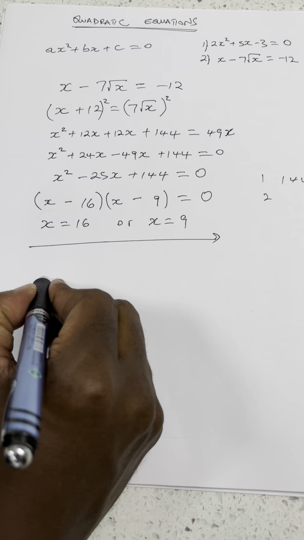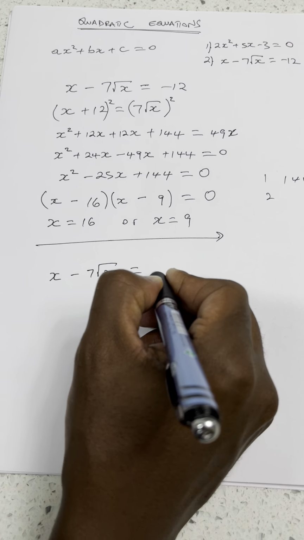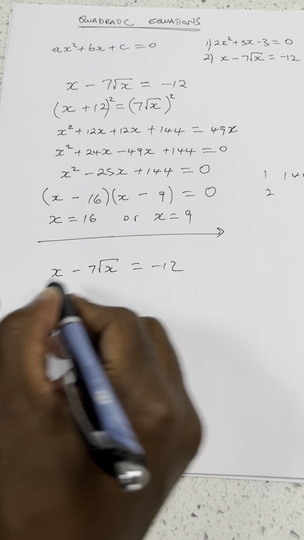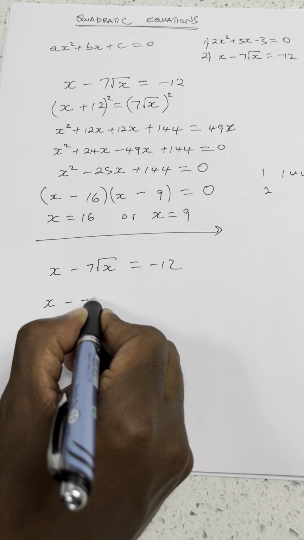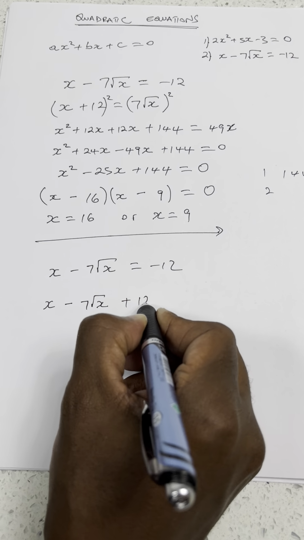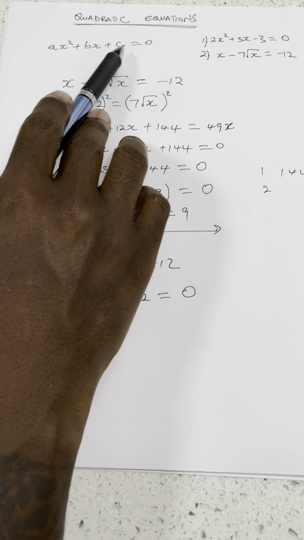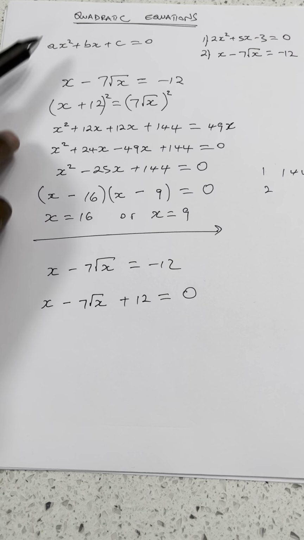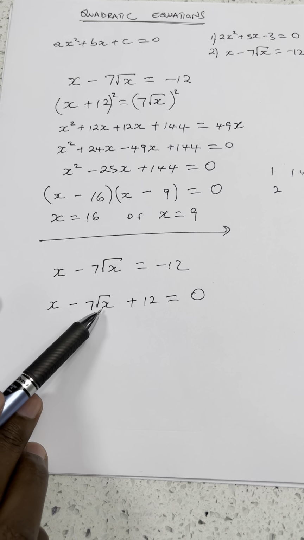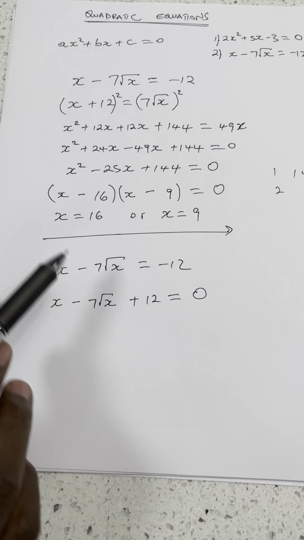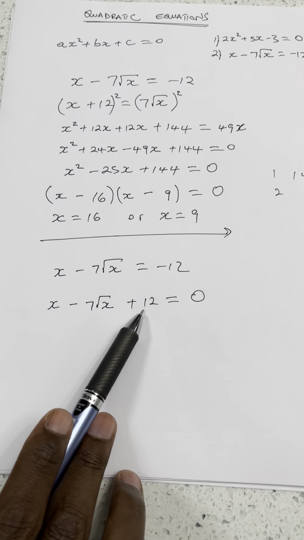There's another way of solving this problem. Minus 7 root x equals negative 12. We can just transpose the 12 and bring it this side. Then we would have x minus 7 root x plus 12 equals 0. This expression is almost similar to that one. The only difference is that instead of x squared, we have x, and instead of x, we have square root of x. But if you look at the difference, x is also the square root of x squared. And then we have our constant.